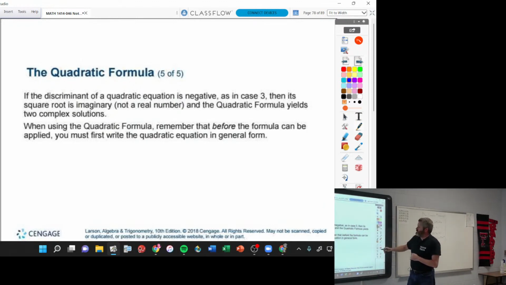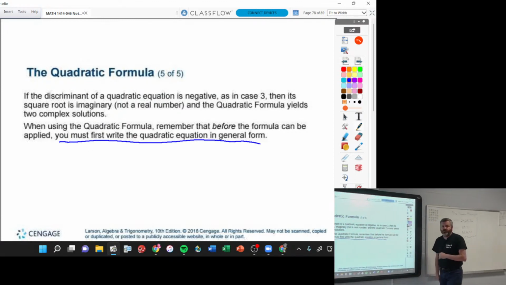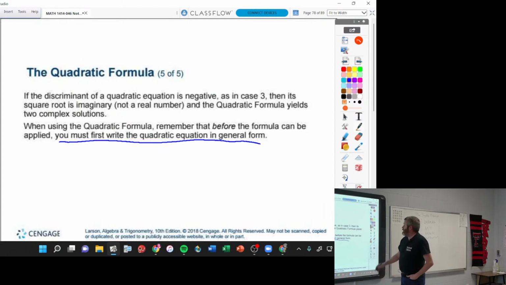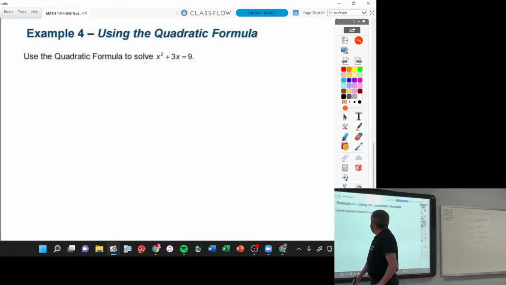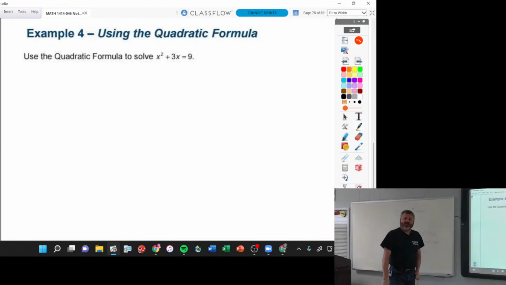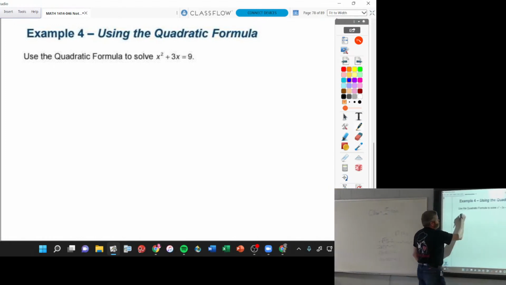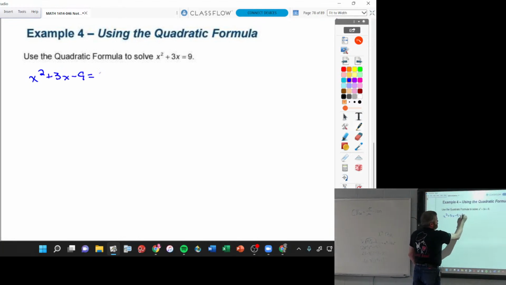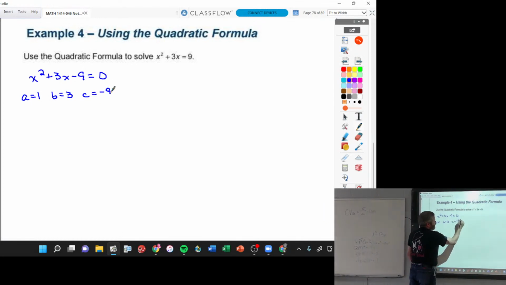Also know that to use the quadratic formula, you must first write the quadratic equation in general form: ax squared plus bx plus c. Writing it in general form allows you to identify your a, b, and c to solve the problem. So we're going to use the quadratic formula to solve x squared plus 3x equals 9. Notice it's not in general form. We must subtract 9 to get it into general form. x squared plus 3x minus 9 equals 0, which means a is 1, b is 3, c is negative 9.